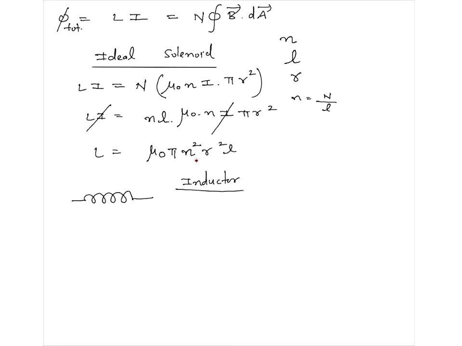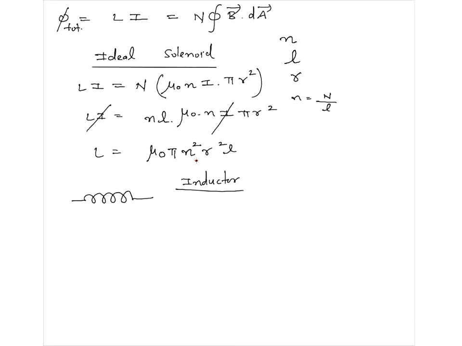When we talk about a solenoid in this context of electromagnetic induction, it is often called an inductor. An inductor is, after all, made of wires, and wire may have some resistance. So when we say ideal inductor, it means that its self-resistance is negligible.